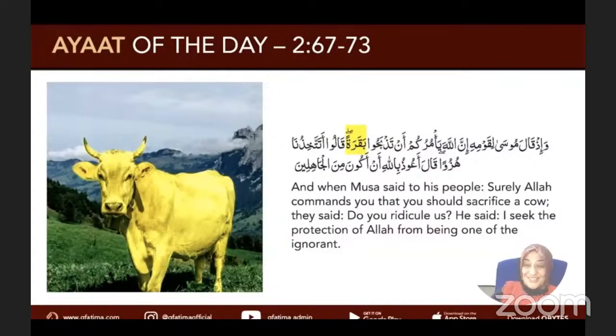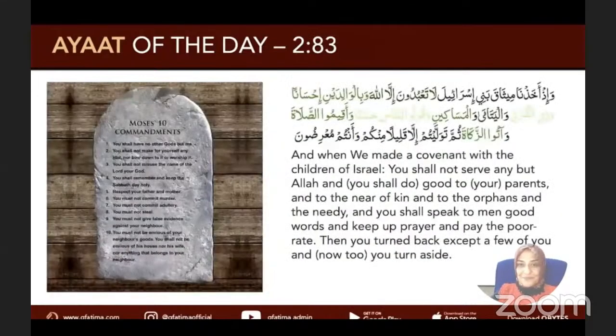So every time you see a cow, think of Surah Al-Baqarah, think of jealousy, think of how they did not pay their full price, think of how many questions they asked, how much we do. When we're told to do something, we ask 100 different questions. So it's a good reminder when we see Baqarah. The next one is Ayah 83. And this is 8 beliefs.